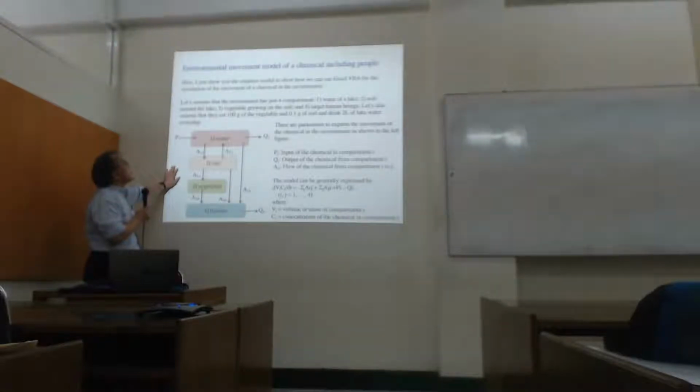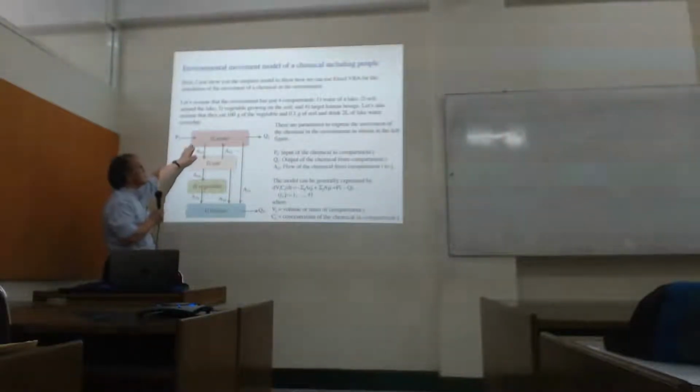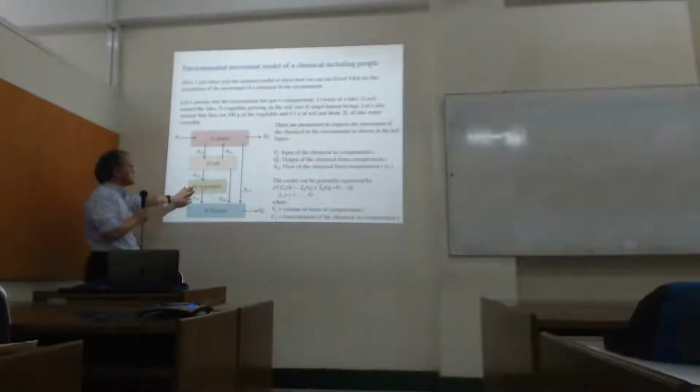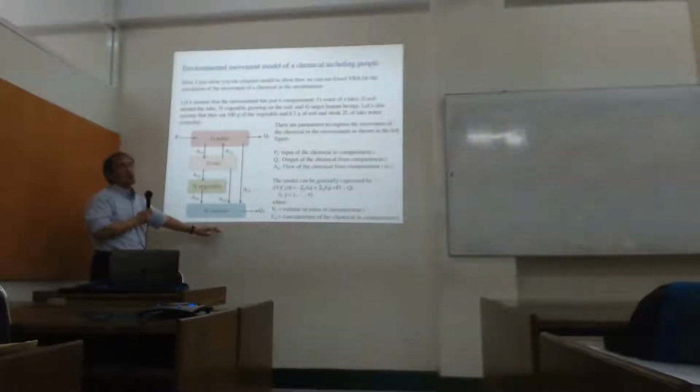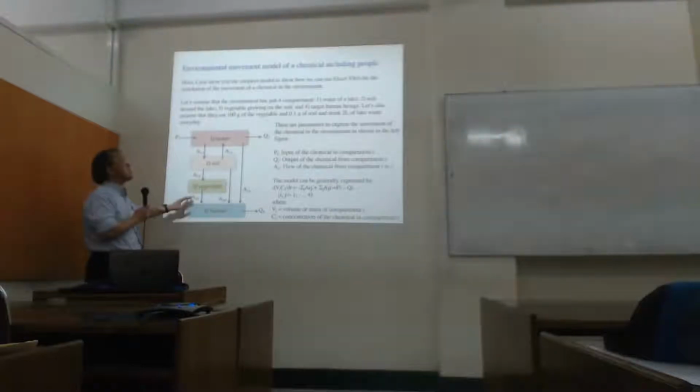Anyway, here I just show you the simplest model to show how we can use Excel VBA for the simulation of the movement of chemicals in the environment. So let's assume the environment has just four compartments: water, soil, vegetable, human. Four compartments, or we can say four media.